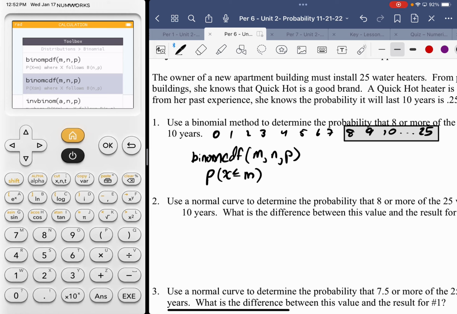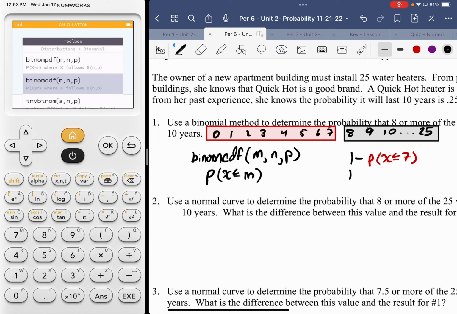If I want the probability of 8 or more, what I could do is figure out the probability of 7 or less. So I would do the probability X is less than or equal to 7 and subtract that result from 1. All right, so it's the complement rule. It's basically saying, figure out the probability of the stuff that you don't want, subtract it from 1, and you'll get the probability of the stuff that you do want.